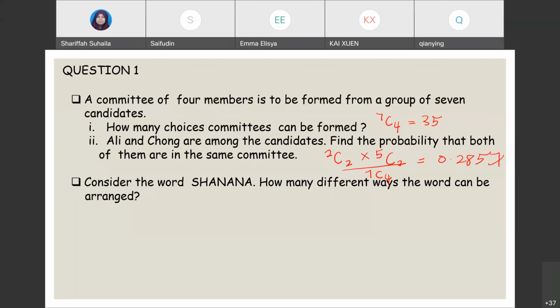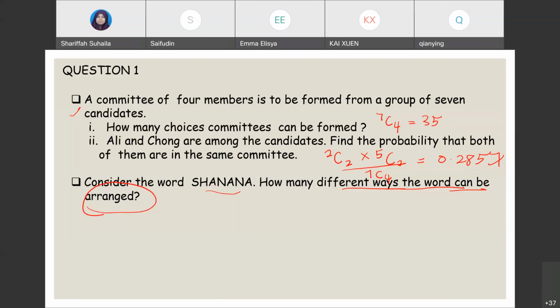Okay. So the first one is a combination. Okay, combination problem. Okay. Again, the second one. Consider the word Shanana. So how many different ways the word can be arranged? Okay. So the question asks you different ways the word can be arranged. Cara susunan dia. So of course this one it should be permutation. Okay, permutation.